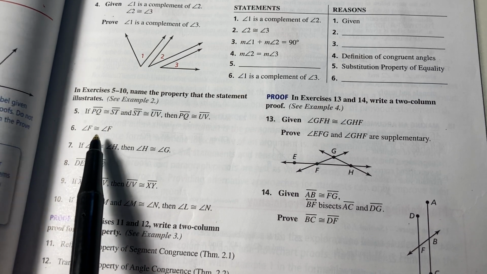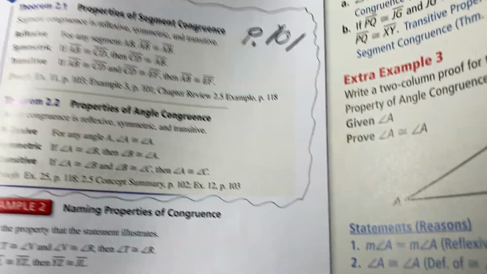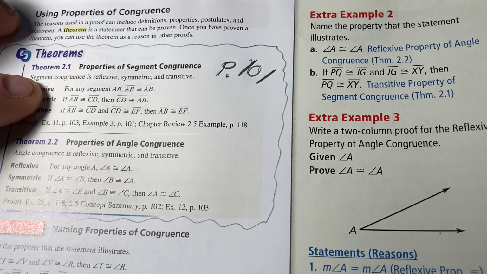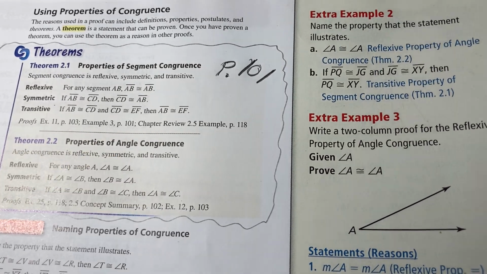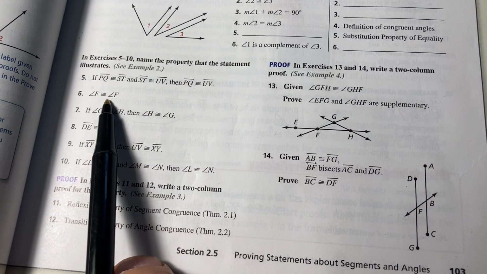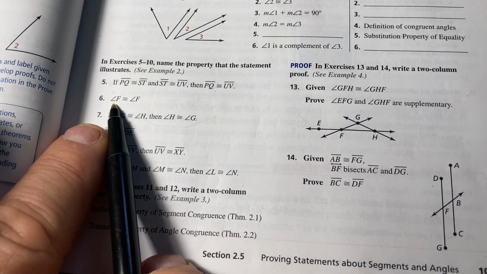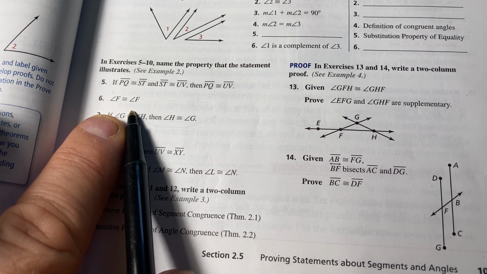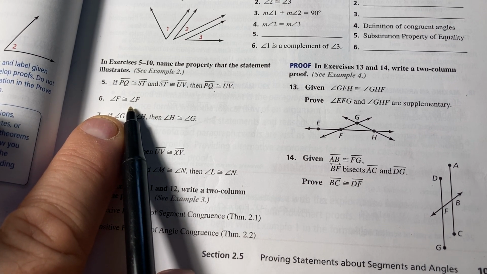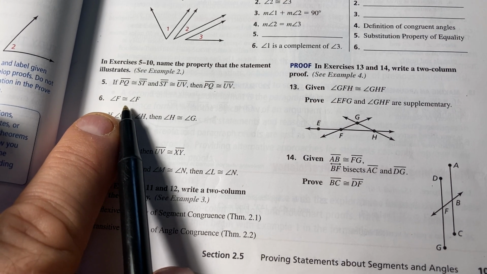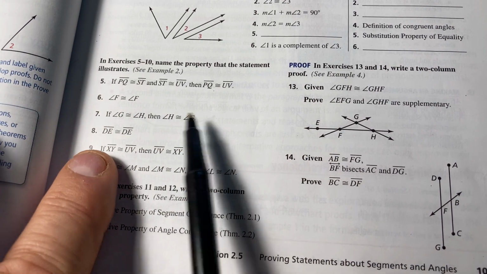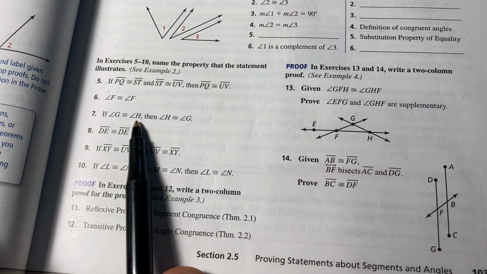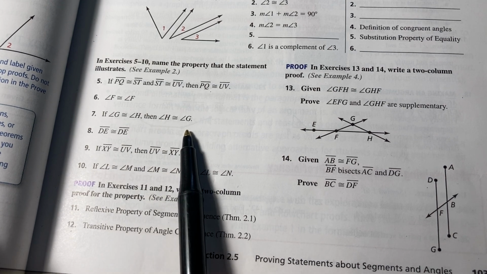Angle F is congruent to angle F. So if you go back and look at these statements here, there it is right there. Properties of congruence for segments and properties of congruence for angles. These two are angles, so it's going to be referring to angles, angle F and angle F. Okay, so that is going to be reflexive property of angles. Reflexive property of angle congruence. It's a reflexive property. Just put reflexive property. That's fine.